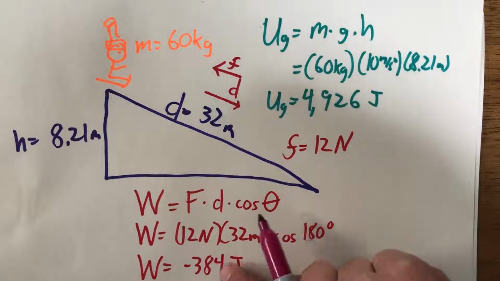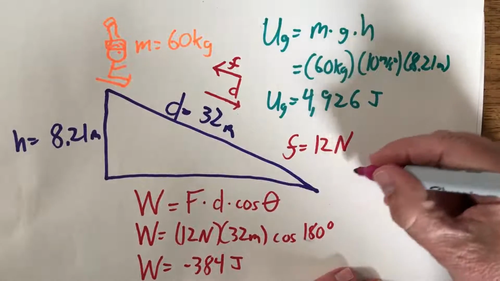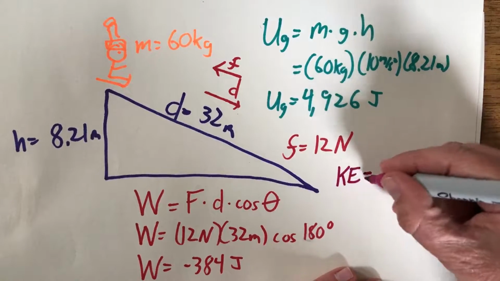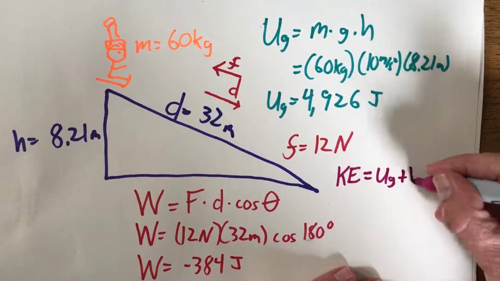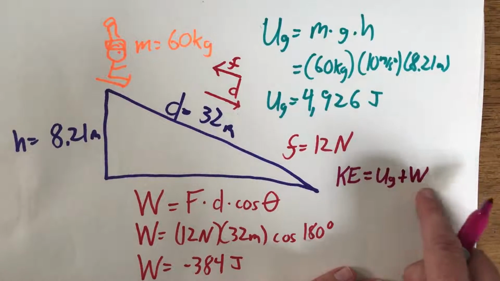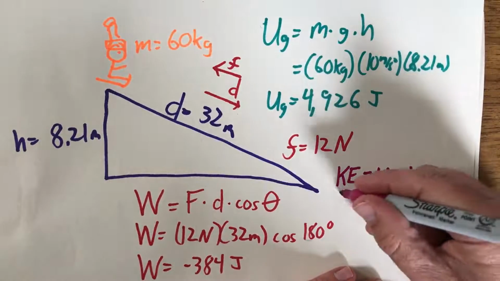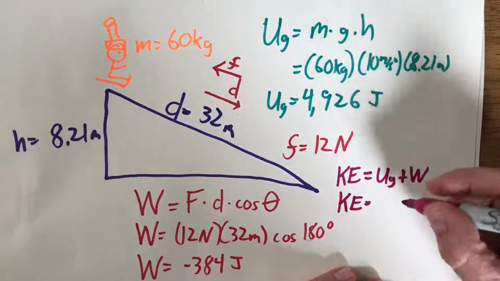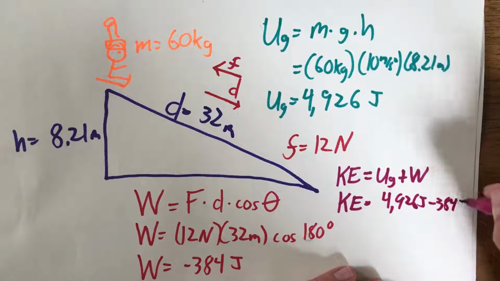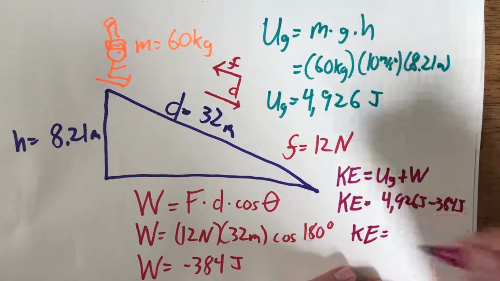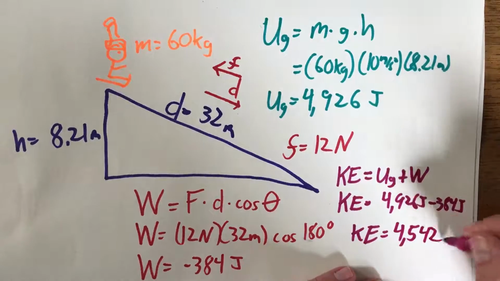But friction has taken out some of that and converted it to thermal. How much did it take out? 384. So to get the kinetic energy at the bottom, that's going to be equal to the gravitational potential energy we had at the top, plus any work we've done. But in this case, the work is negative. So you could say minus the work or plus this negative work, however you choose to think about it. So anyway, then you get the kinetic energy is equal to 4,926 joules minus the 384 joules of negative work done. And that is where you get that at the bottom, the amount of energy you have is 4,542 joules.